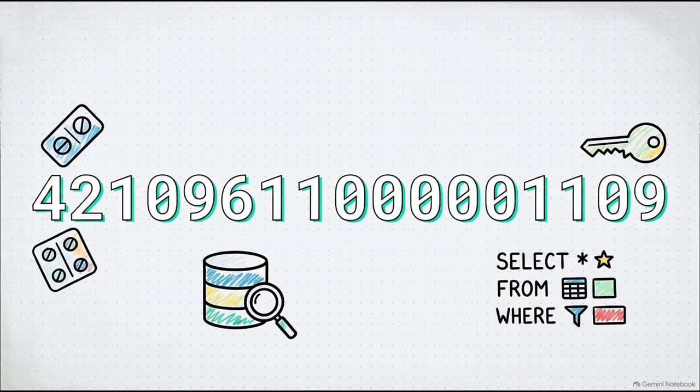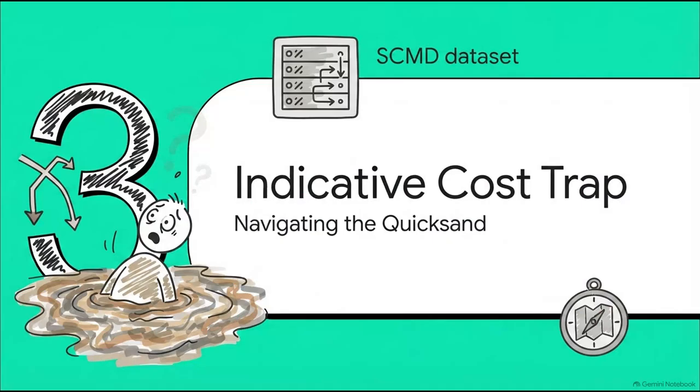When you're in the dataset, you're not just going to see a text field that says paracetamol. You're going to see a VMP SNOMED CT code. That big, abstract 17-digit number you're looking at, 42109611100011109, is the universal key. In the dm+d, that specific string of numbers anchors directly to paracetamol 500 mg tablets. So when you're writing your SQL queries, using this unique identifier is just an absolute best practice to make sure you're accurately aggregating medicines. Okay, Section 3, the indicative cost trap, navigating the quicksand.